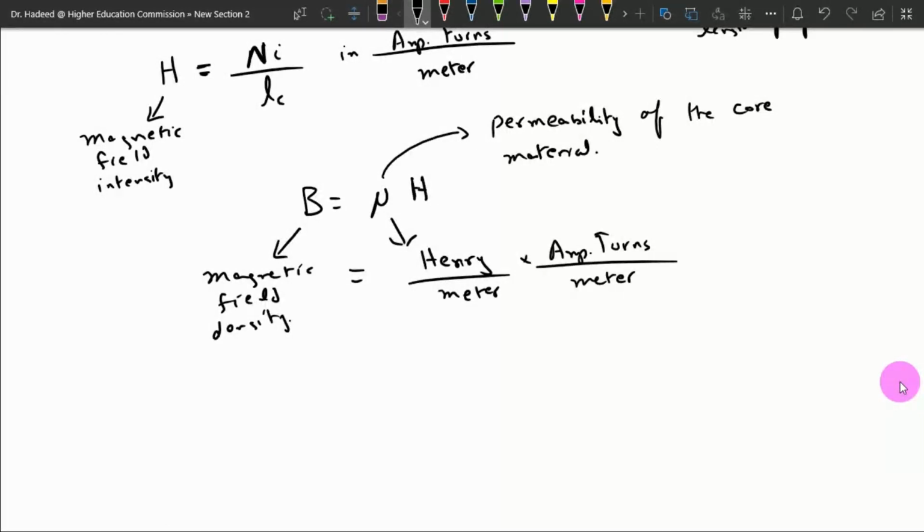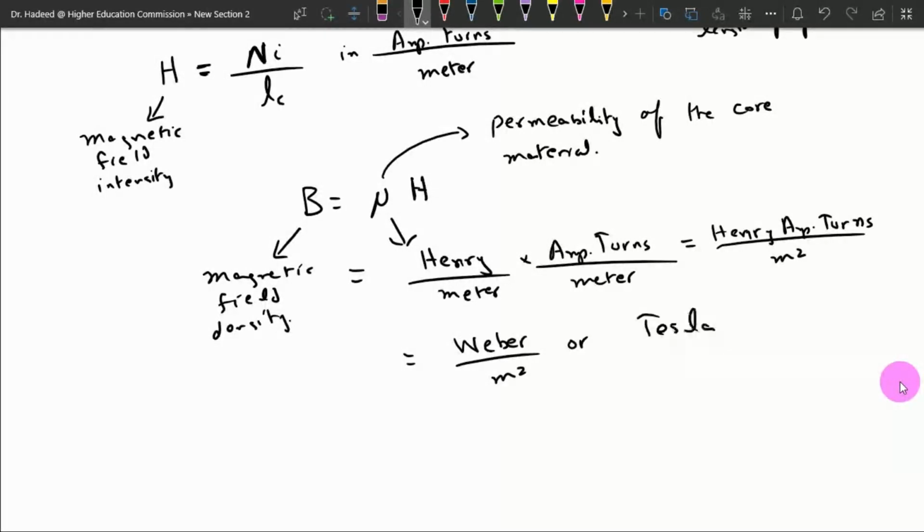So the unit of this magnetic flux density equals Henry times ampere turns per meter squared, and that is equal to Weber per meter squared, or in other words, it is also known as Tesla.